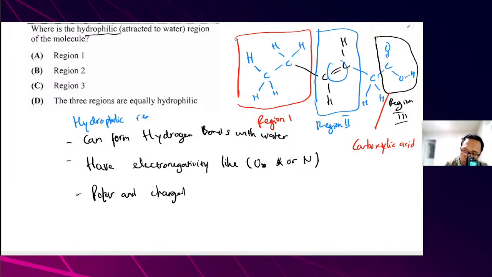Now let's take a look at them one by one. For region 1, you get two carbons surrounded only by hydrogen atoms. This is the classic hydrocarbon chain, non-polar and hydrophobic.